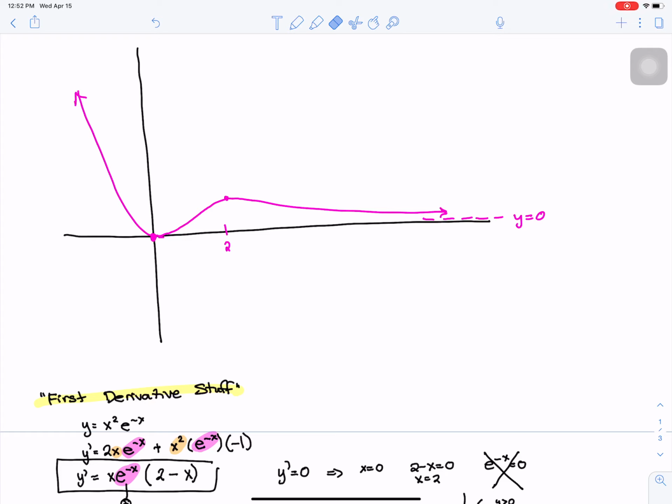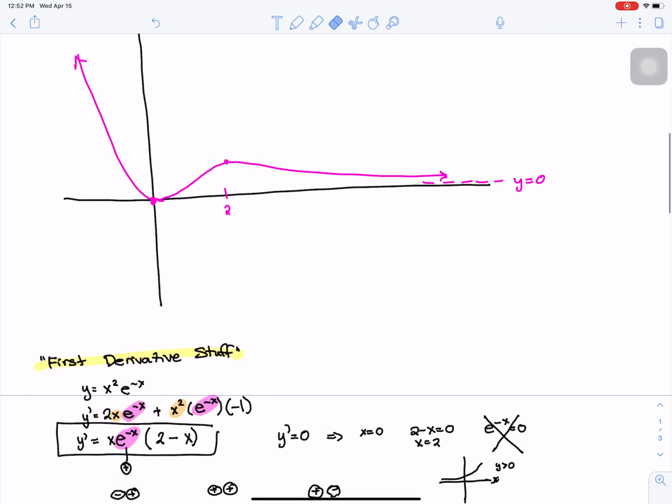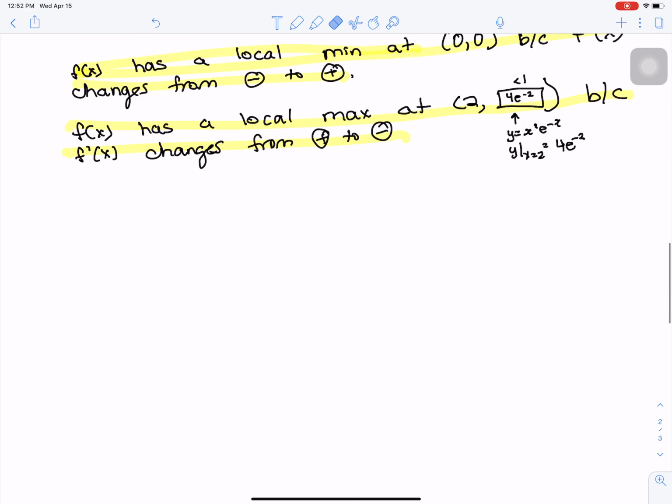My signs on the first derivative were negative, positive, negative. So you can see slope is negative, slope is positive, slope is negative. So that matches up. And now we're going to do the second derivative to check the smiles and the frowns, or the concavity of the function. So let's go ahead and work out the second derivative.